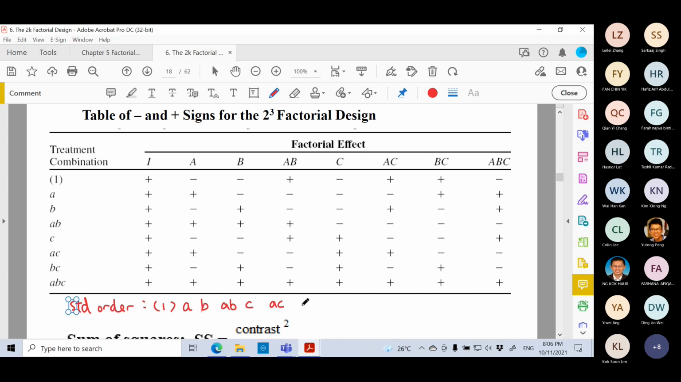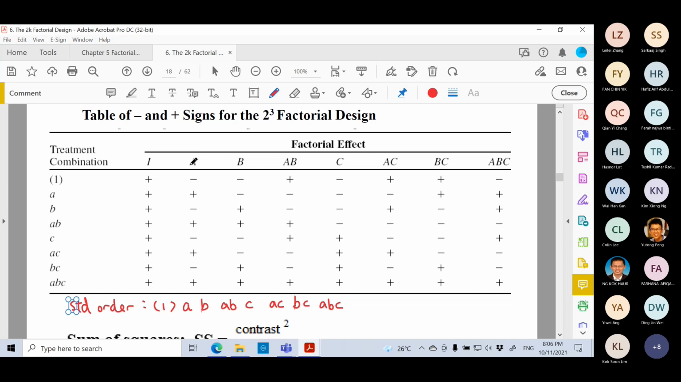You have C times B, you have BC. After that, the following one is C times AB, you have ABC. So you need to list down in the following order. This one is called the standard order. Okay. So again, you want to list down the factor plus minus sign.